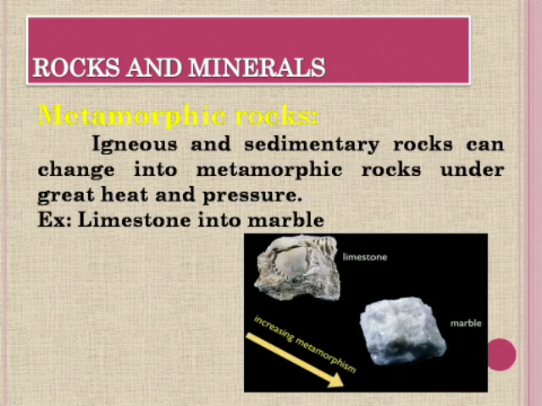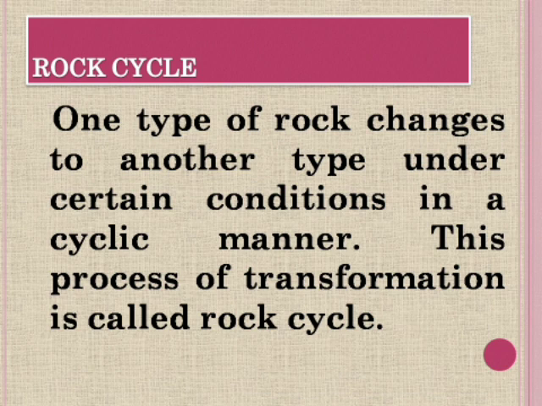The third type of rock is metamorphic. What is meant by metamorphic? Igneous and sedimentary rocks can change into metamorphic rocks under great heat and pressure. Yes, if we give great heat and pressure to those particular rocks, then they can change into metamorphic rocks. The changes of these rocks, we call the rock cycle. One type of rock changes to another type under certain conditions in a cyclic manner. This process of transformation is called the rock cycle.